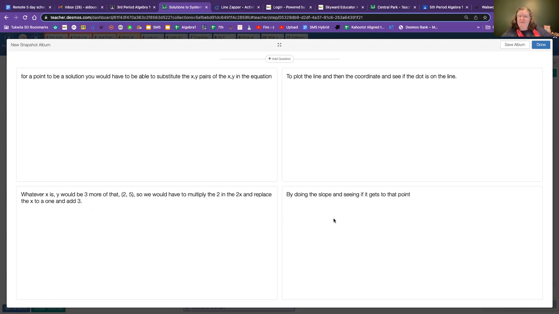And then the last one is something that I had not thought of, and it didn't come up in third period yesterday either, by doing the slope and seeing if it gets to the point. So basically saying, I know how to graph that line. Can I use rise over run and find out if it gets to that point? All really great ideas. There were some others, but trying to make it so we can get the main ideas out there.